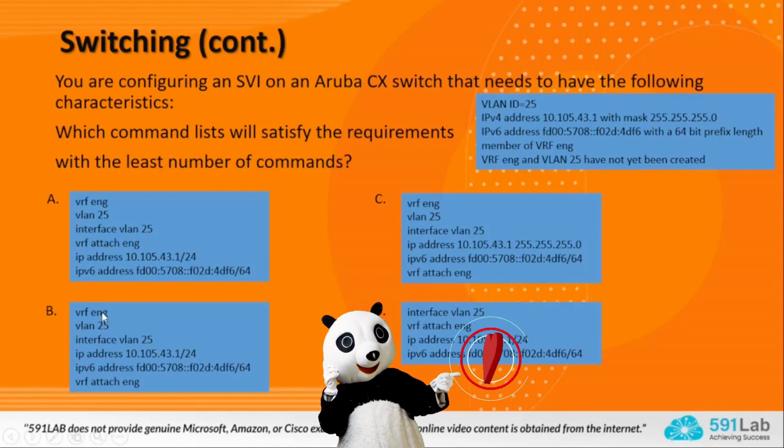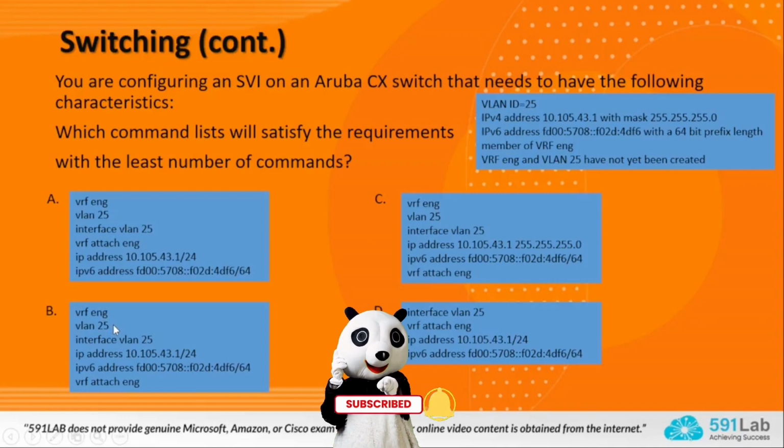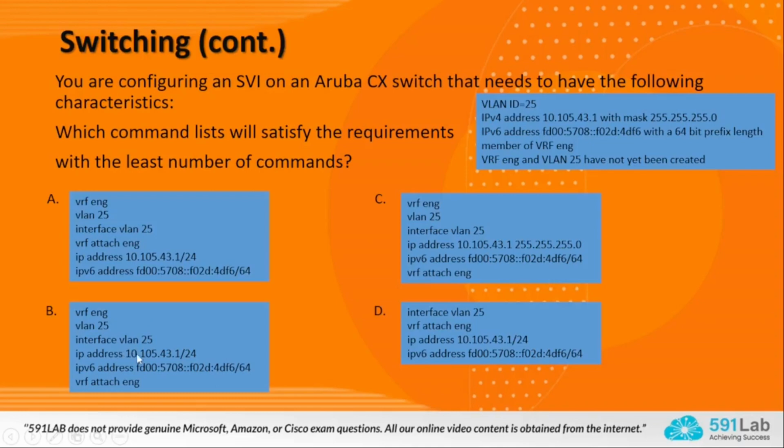Option B. VRF ENG is correctly defined. VLAN 25 defined. Interface VLAN 25. Then IP addresses are configured. At the end, they are attached to ENG. Here the VRF binding to the SVI is done at the end. By default, all the interfaces are attached to the VRF default. So if you are changing it to a user-defined VRF, that is ENG, then the previously assigned IPs will be automatically removed from the interface. Therefore, VRF binding has to be done before assigning the IP address. So option B is wrong.